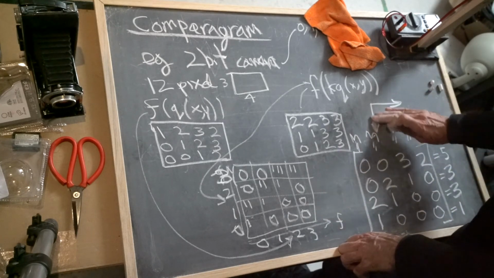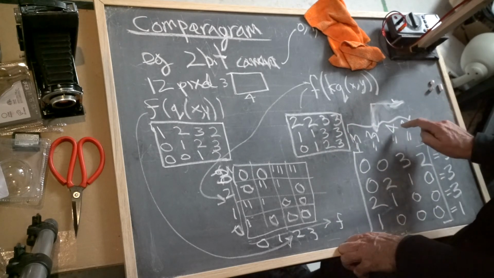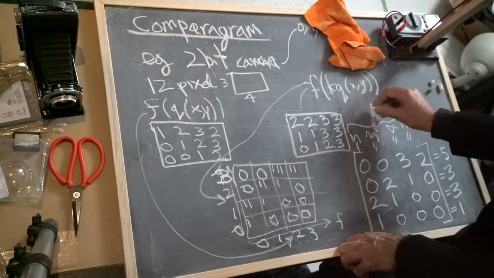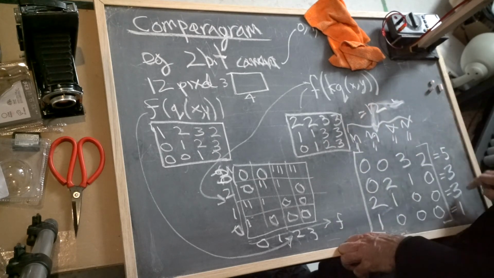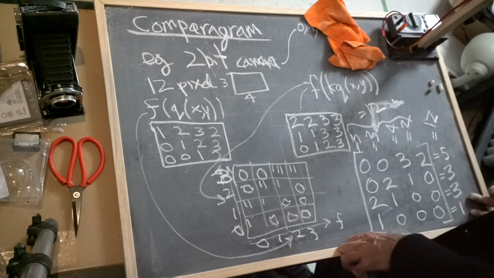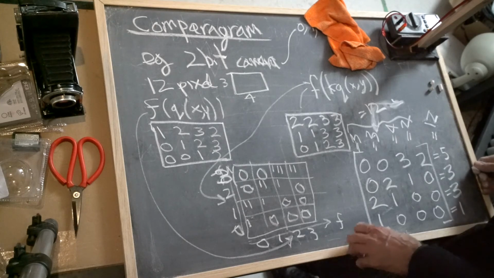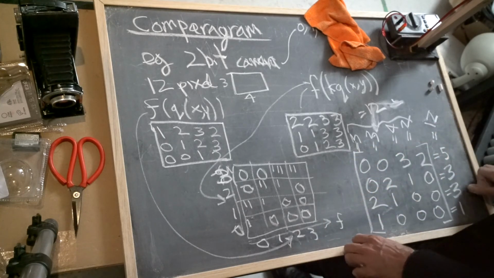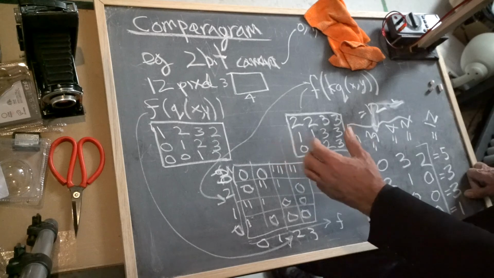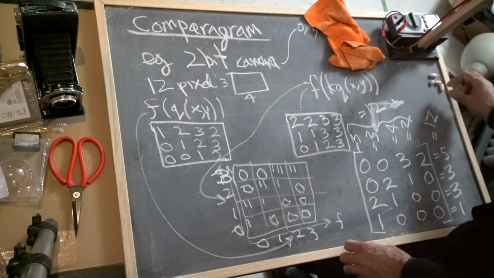The other interesting thing to note is if you add up all these numbers, 2 plus 4 is 6, plus 3 plus 3 is another 6, is 12. And if you add up all these numbers, 5 plus 3 is 8, plus 3 plus 1, another 4, is 12. So the total is 12. If you add up the entries in the histogram, you get the number of pixels. So simply totaling in this way gives you the number of pixels in the image. So this is an introduction to what is a comparagram.